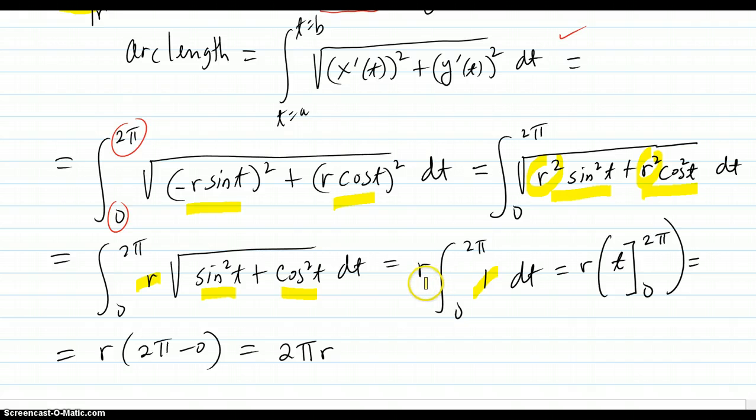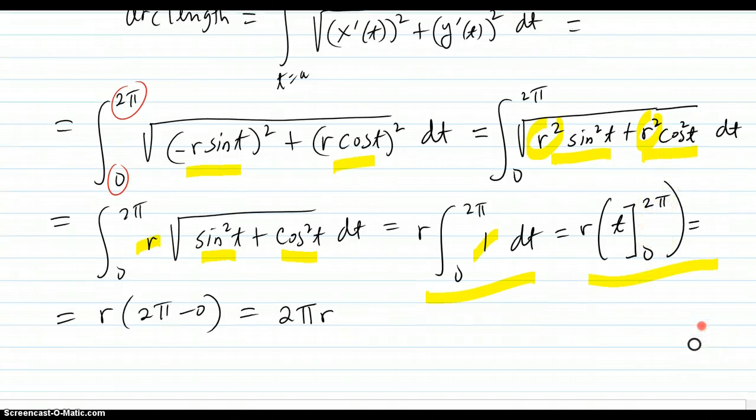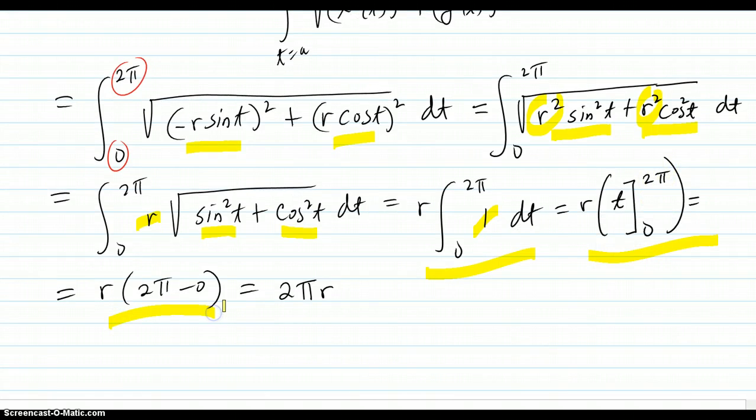So then factor out the r outside of the integral. You get this. Evaluate it. And the antiderivative for 1 is t, evaluating from 0 to 2 pi. And of course you get 2 pi r, which is indeed the circumference of a circle of radius r.